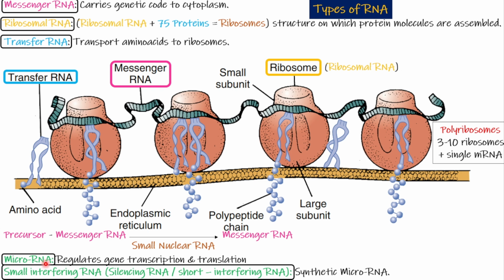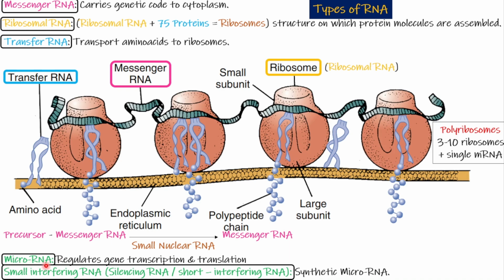One is microRNA. Now, what is the function of microRNA? This is very important. MicroRNA regulates gene transcription and translation. If there is an MCQ asking which of the RNAs regulates gene transcription and translation, you will say microRNA. So microRNA regulates gene transcription and translation, so that the process of transcription and translation is not uncontrolled. MicroRNA controls this whole process.